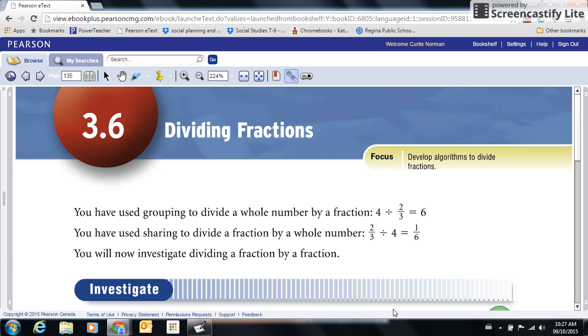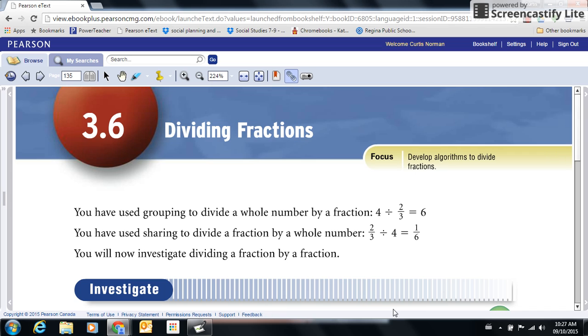I don't mind you coming here and learning how to divide fractions. Today I will teach you 3 ways. So let's get started, shall we?